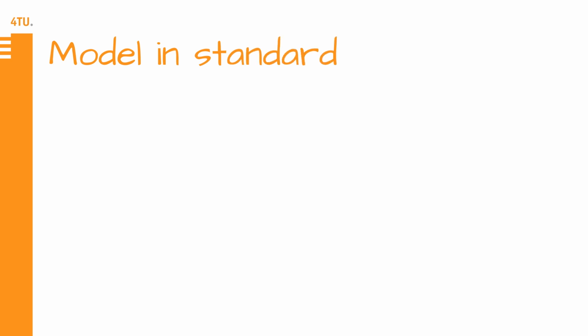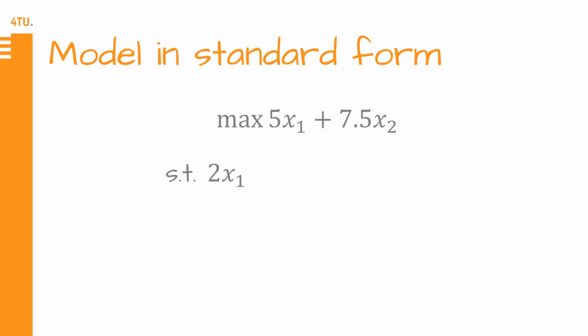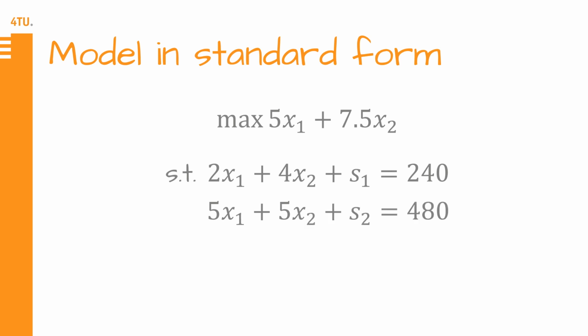The mathematical model in standard form is given by the objective function which maximizes the profit, given that we do not use more time for mixing than is available. Here, S1 represents the amount of mixing time we have left after mixing x1 kilograms of plain hummus and x2 kilograms of beetroot hummus. In the same way, we cannot use more time for mashing than is available. Here, S2 represents the amount of mashing time we have left. Of course, all variables have to be non-negative.